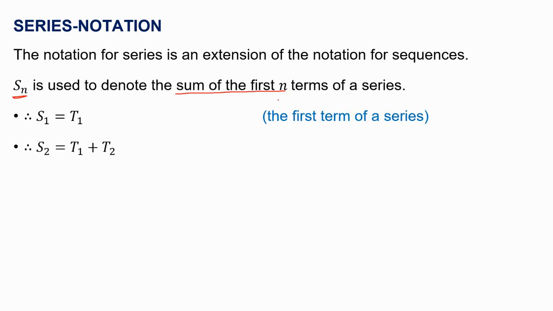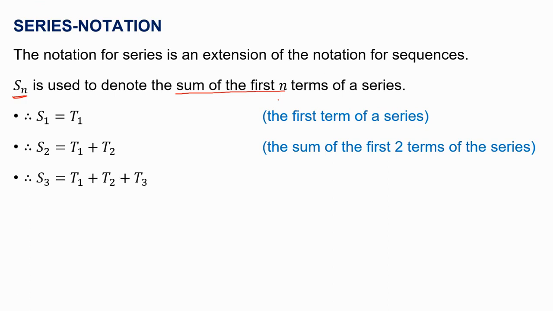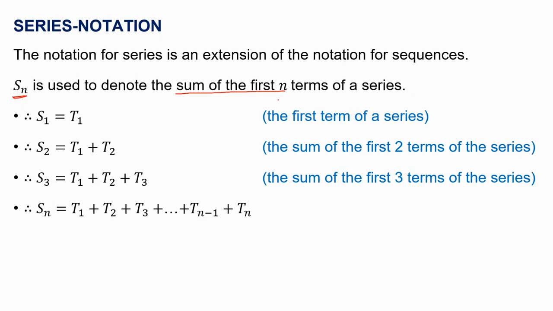And then what about S2? S2 means T1 plus T2. So that's the sum of the first two terms of the series. Then S3 means T1 plus T2 plus T3. That's the sum of the first three terms of the series. And then it goes on like that. So we can say Sn is the sum of the n terms of the series. We're going to look at the arithmetic sequences and geometric sequences later. So now I just want you to understand what a series is. So in a series, we're adding the terms of the sequence.